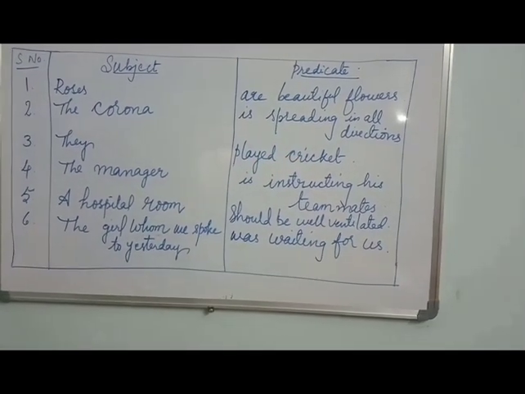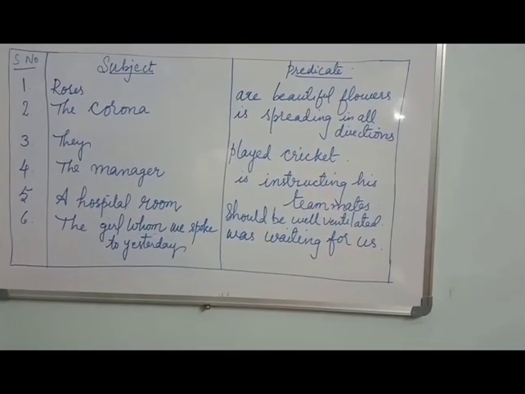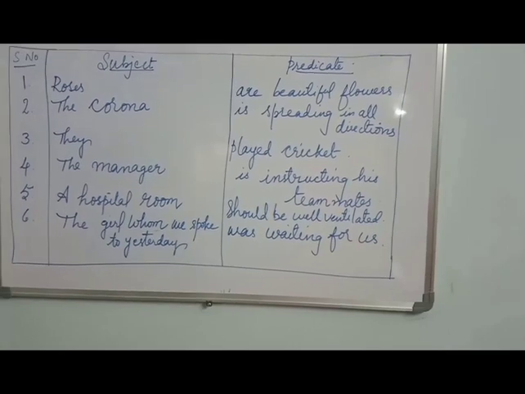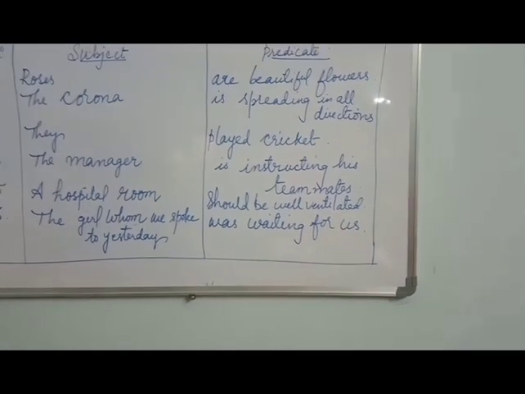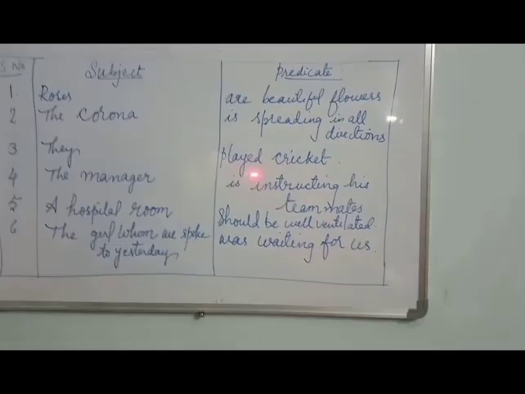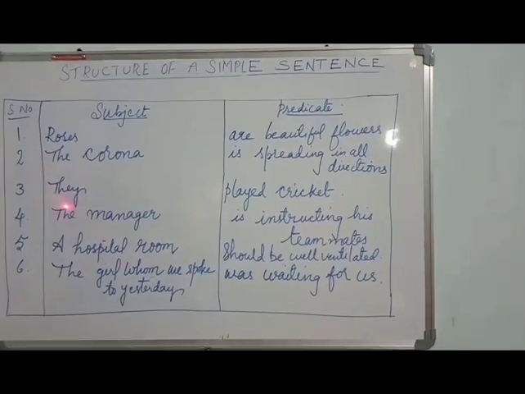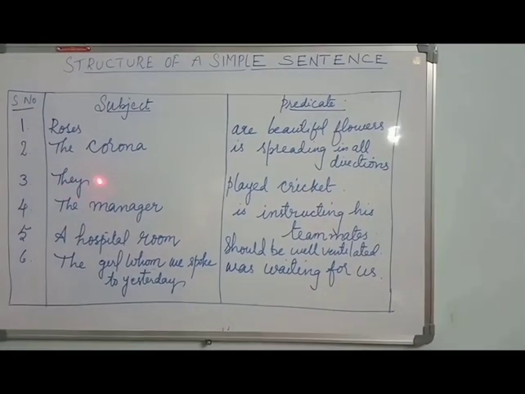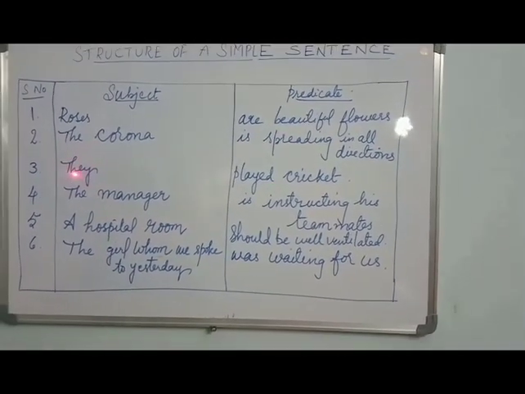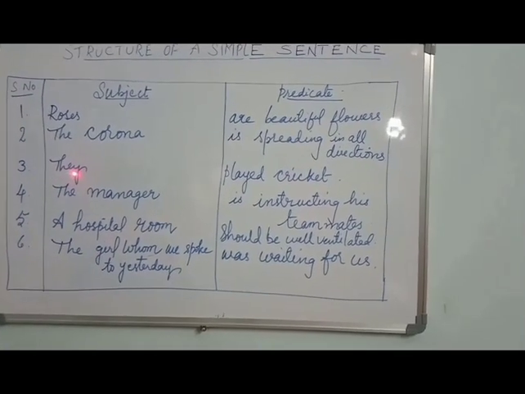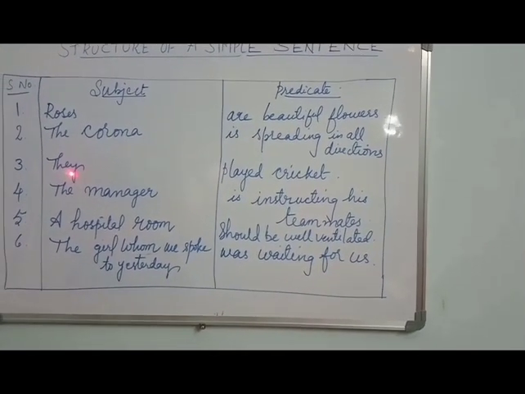Played cricket. Who played cricket now? You put the question who or what to the verb. The answer you get for that is your subject. Now, who played cricket here? They played cricket. So in this sentence also, there is only one word which is functioning as the subject, and that is they. Third person, plural, pronoun, they.